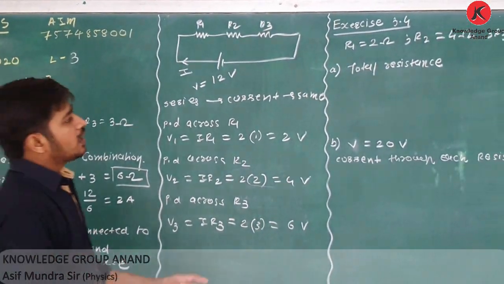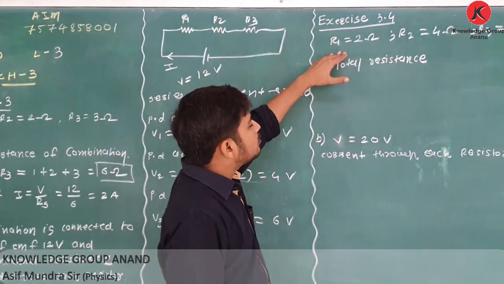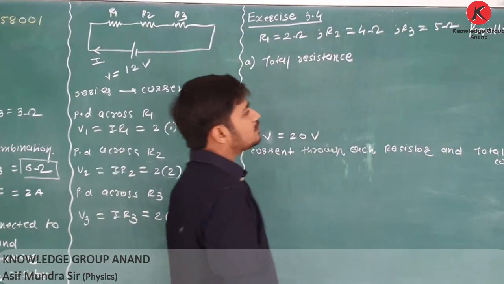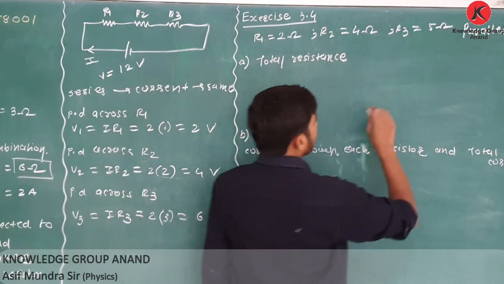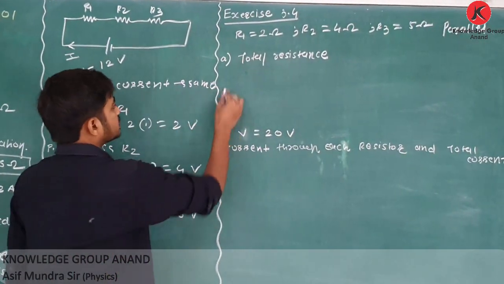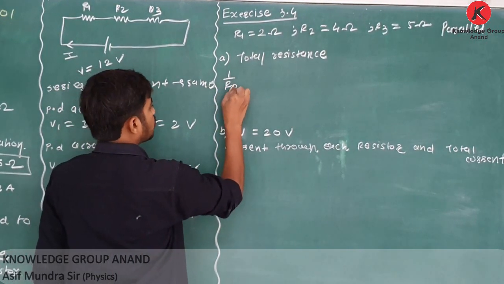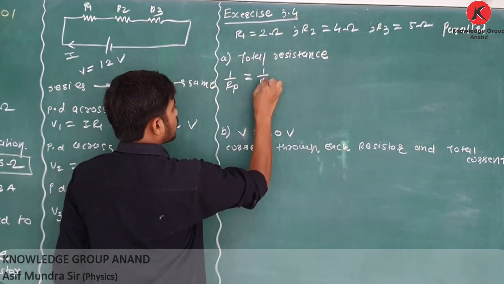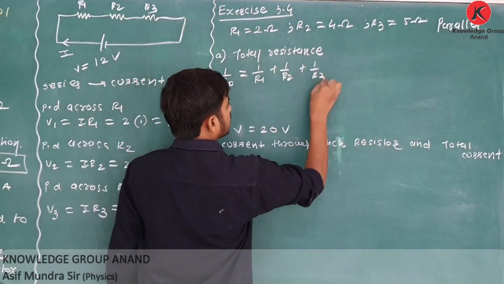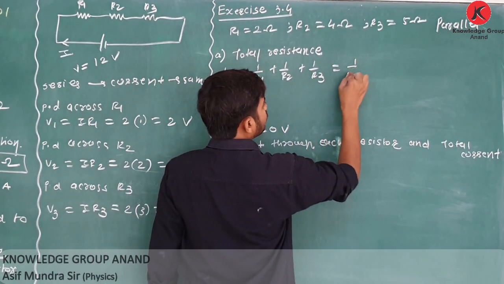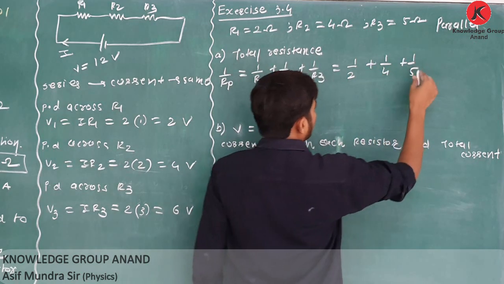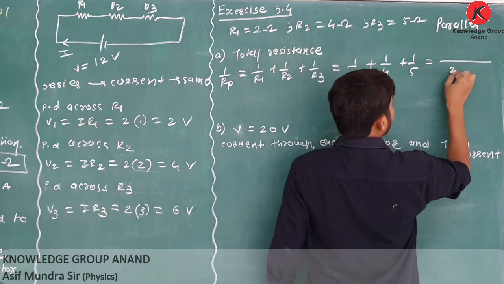Here it is. You are given again three resistors. R1 is equal to 2 ohm, R2 is equal to 4 ohm and R3 is equal to 5 ohm in parallel connection. Your first question is find total resistance. How to find total resistance? 1 upon RT is equal to 1 upon R1 plus 1 upon R2 plus 1 upon R3, which is equal to 1 upon 2 plus 1 upon 4 plus 1 upon 5, is equal to, take LCM 20.